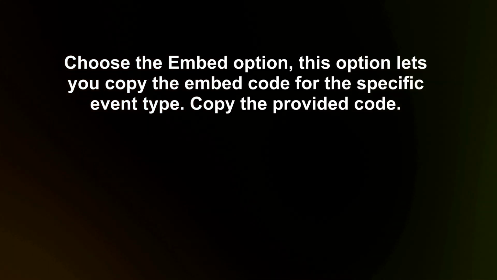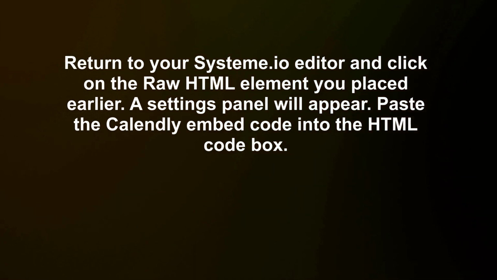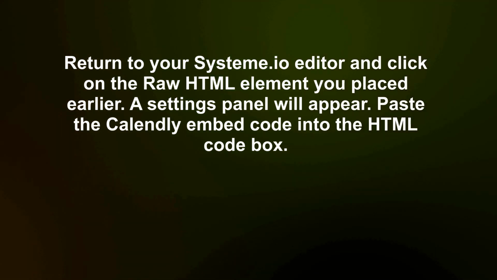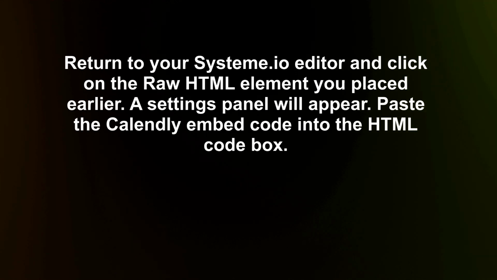Copy the provided code. Return to your systeme.io editor and click on the raw HTML element you placed earlier. A settings panel will appear. Paste the Calendly embed code into the HTML code box.